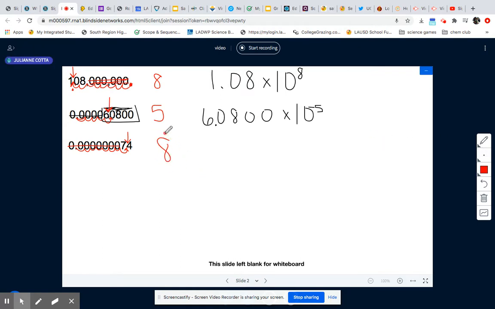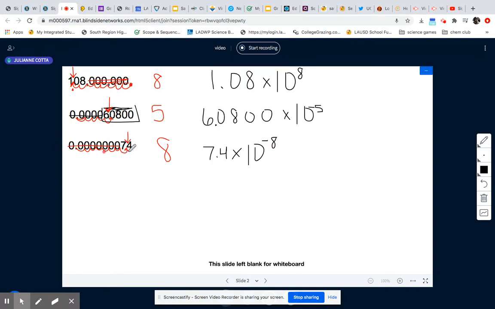And I went to the right, so if it helps you, say to the right. Me, I just look at the size of the number to figure out what to write. So then my decimal is 7.4 because that's what I have left. Always times 10 to the 8th this time, but it's going to be a negative 8 because the number I started with was less than 1. Small number, negative exponent.